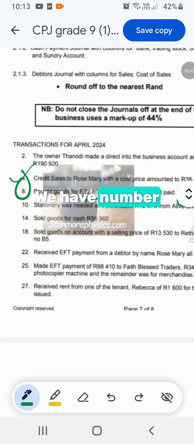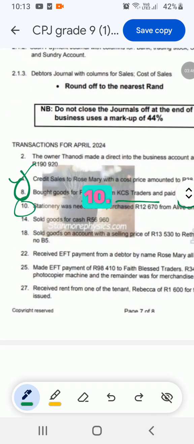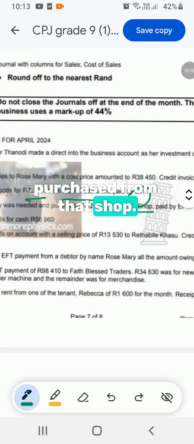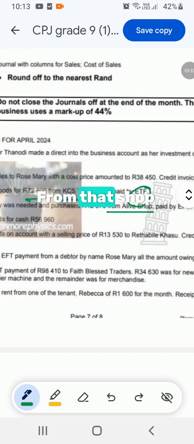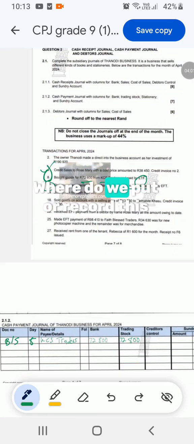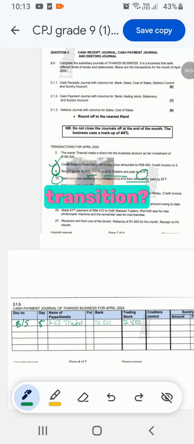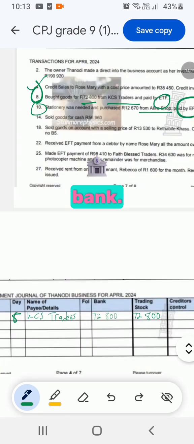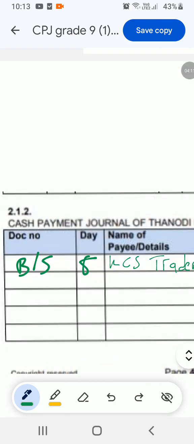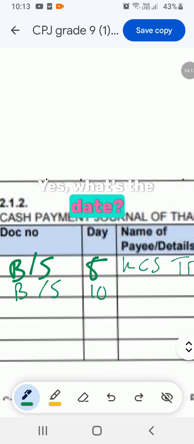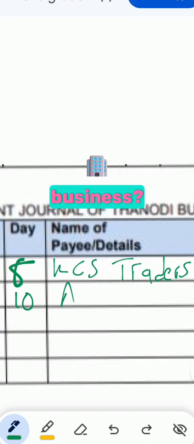We have number 10. Stationery was needed and purchased from that shop. By who? By the business, of course. Where do we record this transaction? It was paid by the EFT, so it goes straight to the bank. Okay, let's fill it in. It's BS. What's the date? It's 10. What's the name of the business?